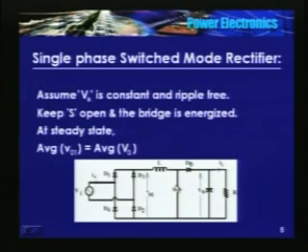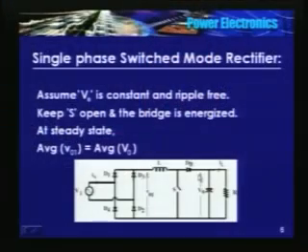This switch is a fast device, a self-commutating fast device. The switch is triggered at a frequency much higher than the supply frequency. So assume that I have energized the bridge and kept the switch open for a longer time. At steady state, the average value of VO1 is equal to the average value of VO, because the average voltage drop across the inductor is 0, and I am considering dB to be ideal. So the average value of VO1 is the same as the average value of VO.